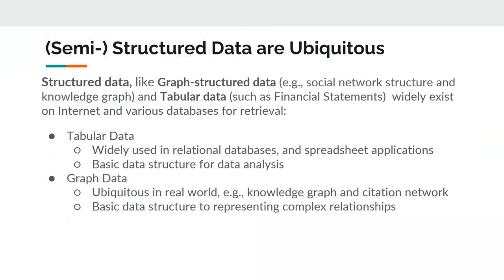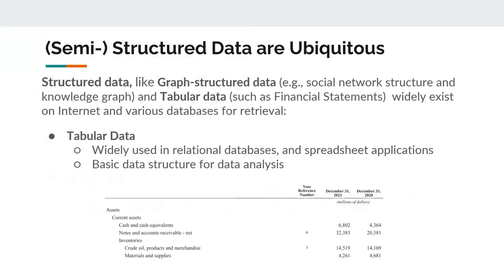This type of data is extensively used in relational databases and spreadsheet applications. An example would be financial statements. Financial statements are a collection of reports about an organization's financial results, financial condition, and cash flows. They are fundamental to the task of financial analysis and provide valuable insights into a company's operations. This makes tabular data a basic and crucial data structure for data analysis.